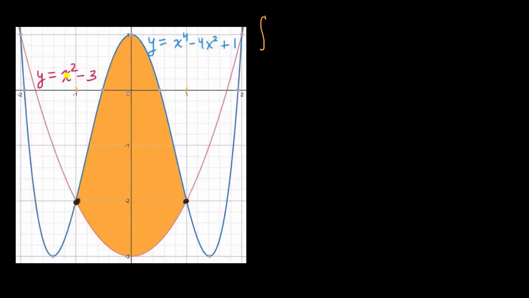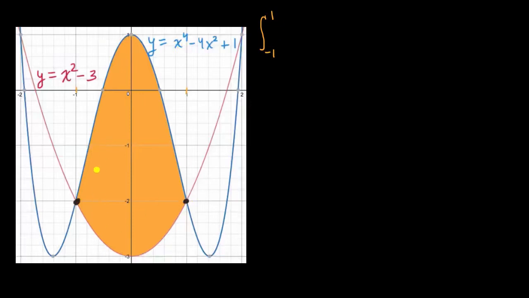We can verify that. In this red curve, if x is -1, you square that, you'll get 1 minus 3. You do indeed get y is equal to -2. And in this blue function, when x is equal to -1, you get 1 minus 4 plus 1. Once again, you do indeed get y is equal to -2. And the same thing is true when x is equal to 1. 1 minus 3, -2. 1 minus 4 plus 1, -2. So our bounds are indeed going from x equals -1 to x equals +1.